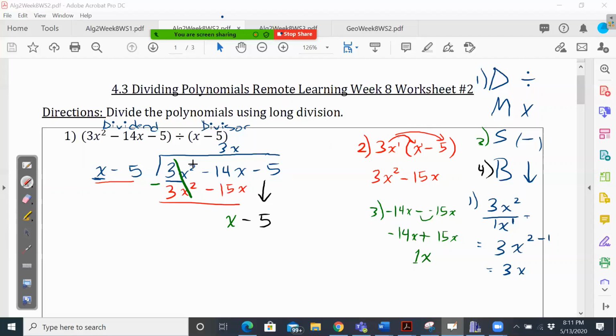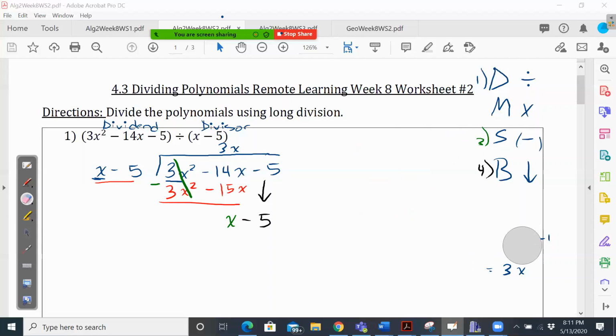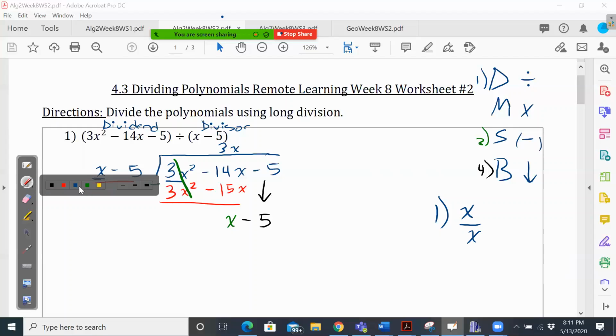So like before, you want to go ahead and divide. So I'm going to divide the first terms from each other. So I'm going to be doing x divided by x. Now keep in mind, the one on top is always going to be whatever's in the house. Let me write that in green, just to show you I'm taking that x from the dividend.